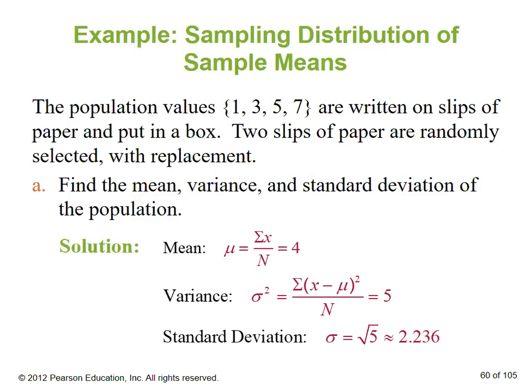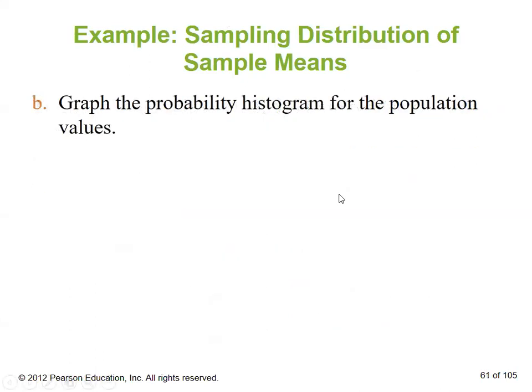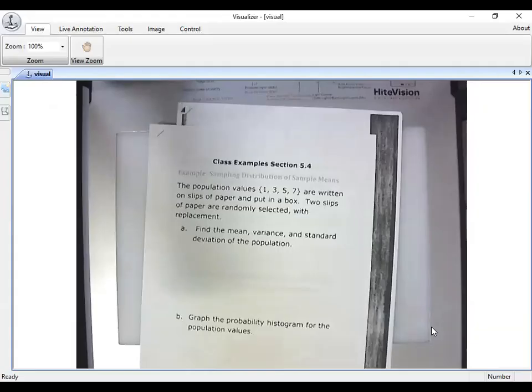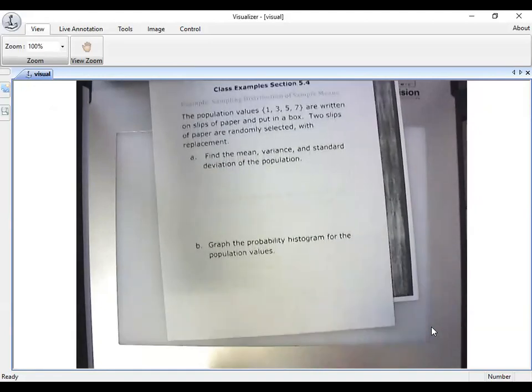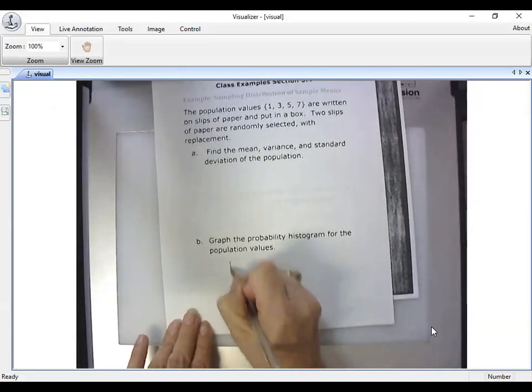Does that make sense? All right, so I'm going to give you a second if you want to write all this down. Now, it asks us to graph the probability histogram for the population values. This is actually kind of a chapter 2 type of question if you think about it. So let me take you to the sheet and let's look at what this histogram would look like.